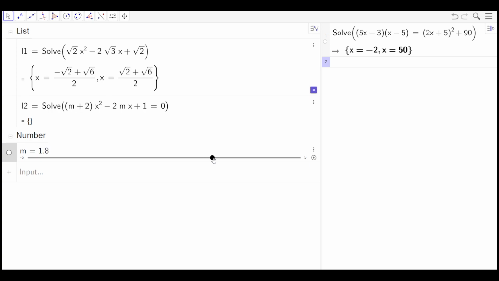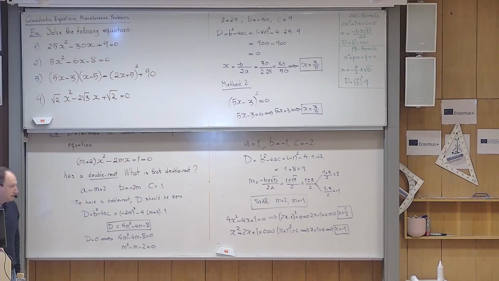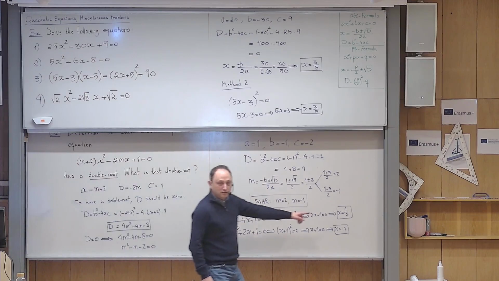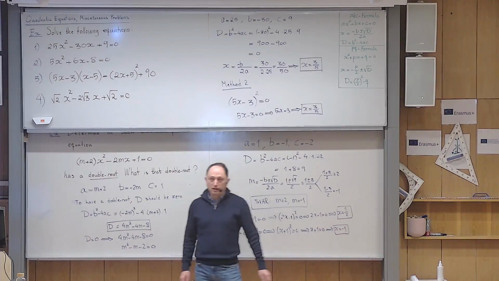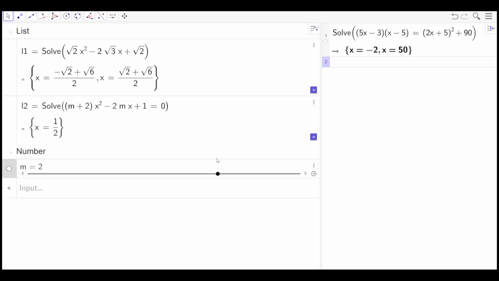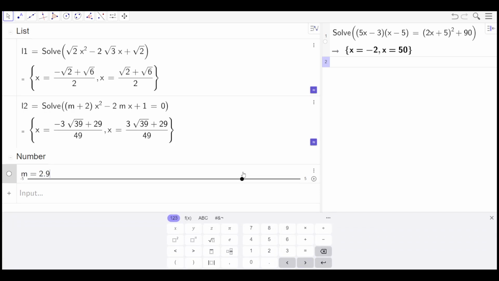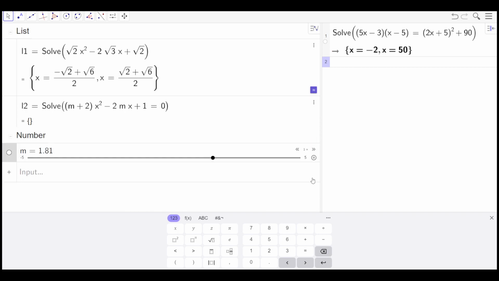You predict what happens if I hit 2. How many solutions do I have? 1. And by the way, what is that solution? Exactly 1 half. So we did everything right. And then if I move forward, let us see what happens. If I move forward, you have still 2 solutions. You see? Okay. And then you can also play around, so it runs the simulation itself.